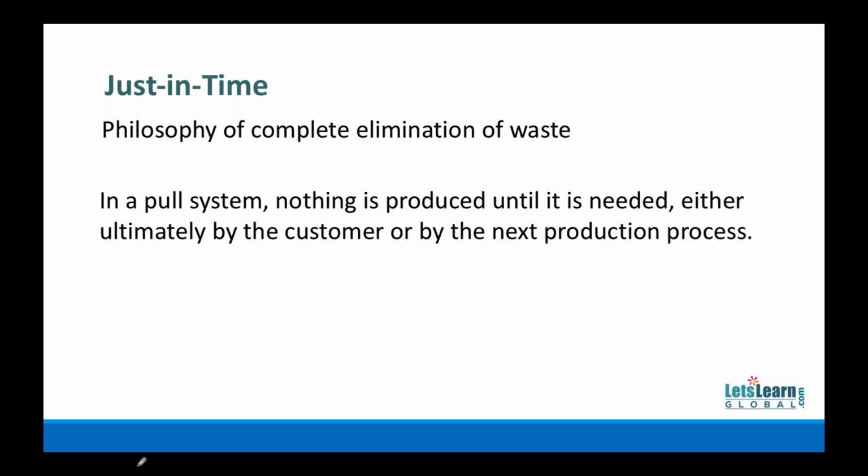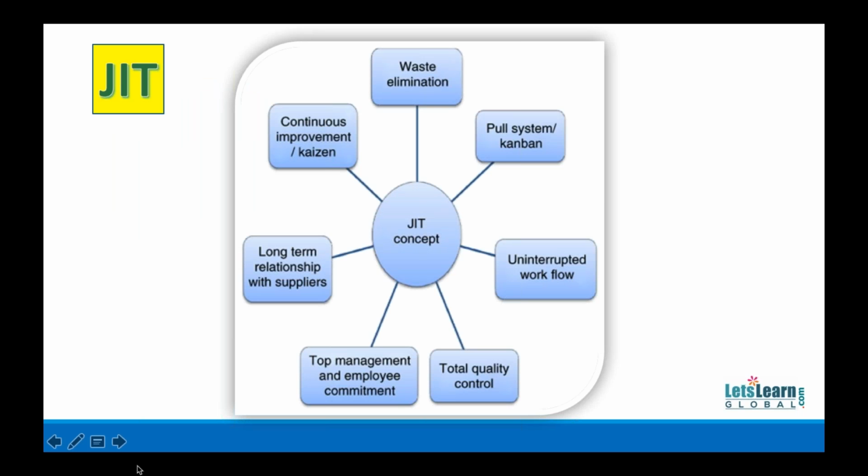So what do we understand here? JIT is eliminating the wastage. It is a pull system, and we see always there should be continuous improvement, not to have any disturbances, because we maintain a lean production. Lean production means we do not have any inventory, either on the raw material side or the finished goods side, because we produce just based on the customer's order. Therefore, we see that there shouldn't be any interruptions in the workflow.